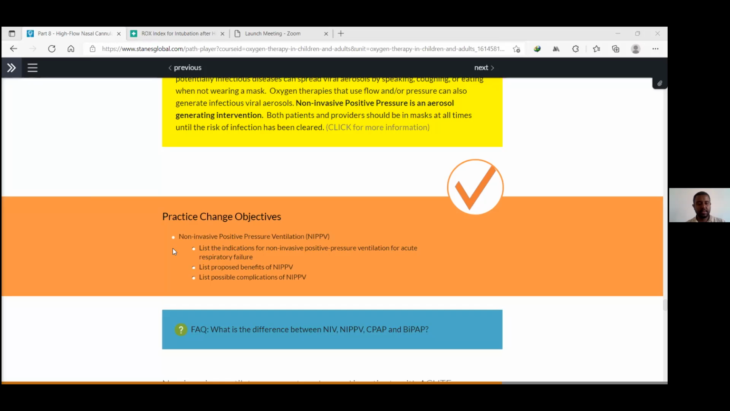Okay, Jenny said NIV includes those listed. Smart answer. Is there any difference you can think of? Okay, Idarsal said BiPAP is the two-level, both inspiratory and expiratory positive airway pressures, whereas CPAP is only a single pressure. Okay, excellent.